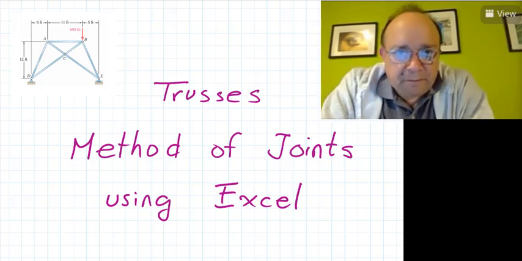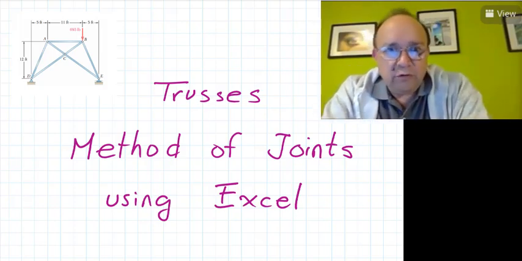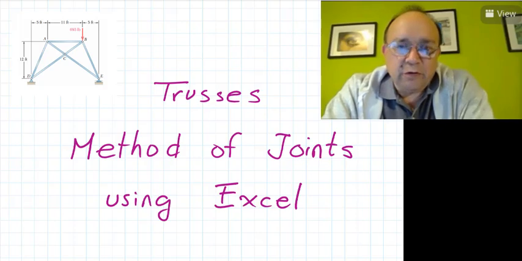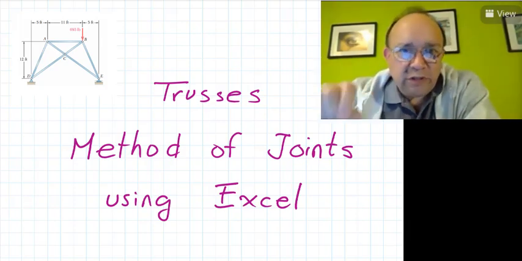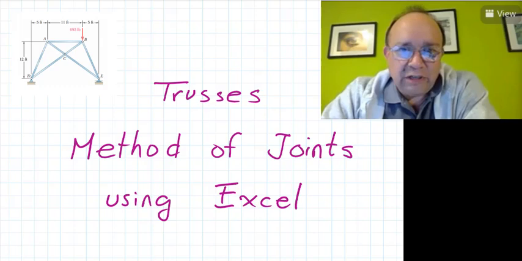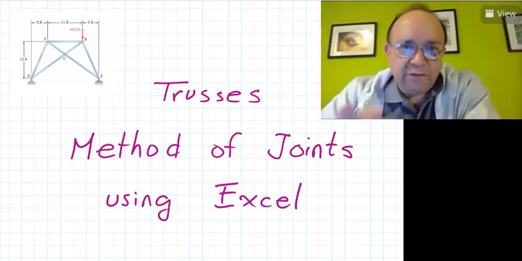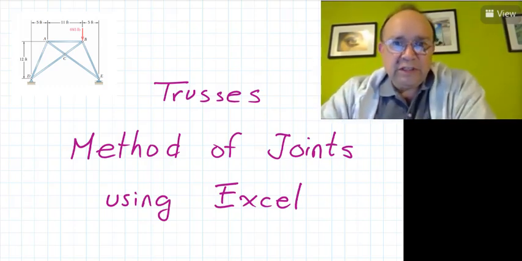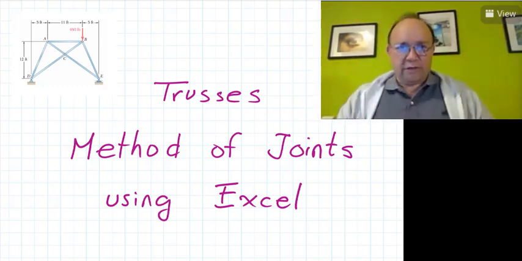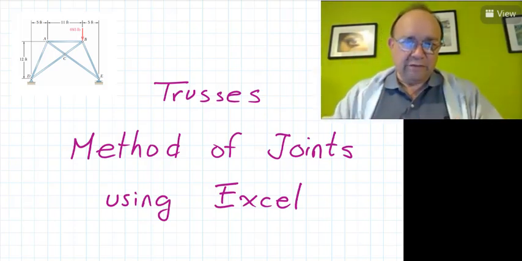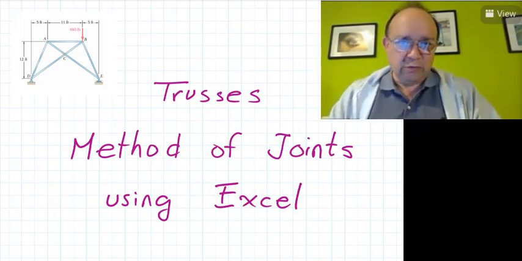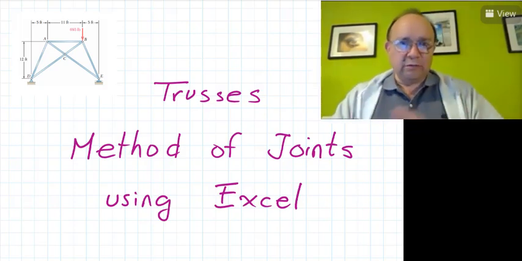Hello everyone. I'm going to show you now how you can use Excel to do the method of joints for the analysis of trusses. We are not going to do equation by equation using Excel and putting the little calculations in Excel. We are going to use a matrix form of the problem, which is to set up the matrix of all the coefficients of all the equations in just one big package and put all that matrix of equations in Excel. Excel will do the inverse, and that way we solve the problem in one shot.